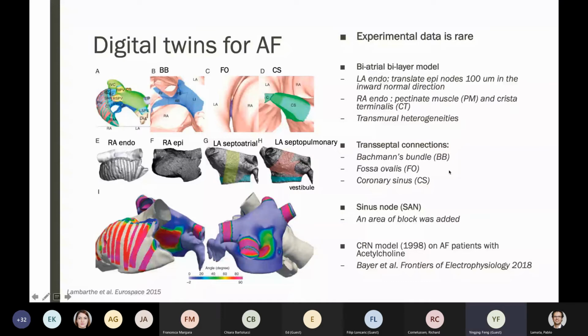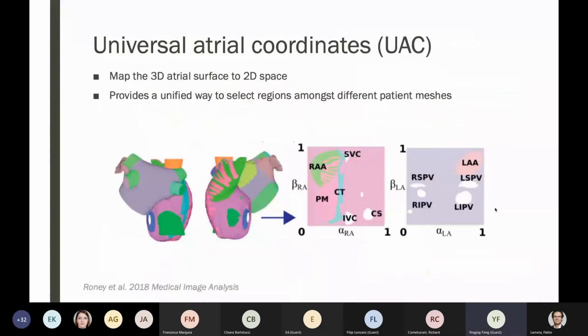For the ionic model, we use the Courtemanche model with enhancement for AF patients with acetylcholine distribution. And we are also looking at using universal atrial coordinates, because this is a way to map the 3D atrial surface to 2D space, so that it can provide a unified way to select regions of interest amongst different patient meshes.